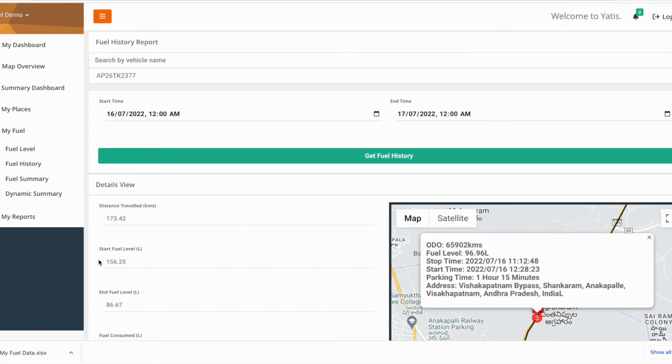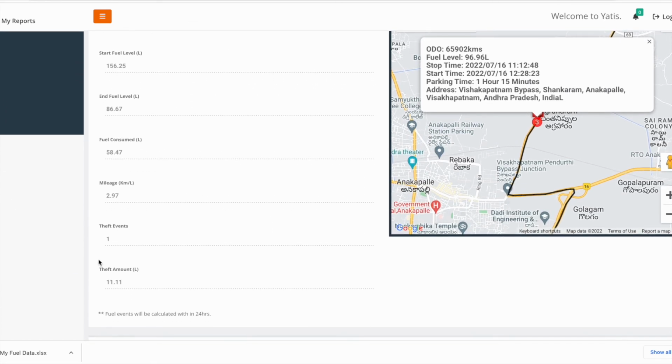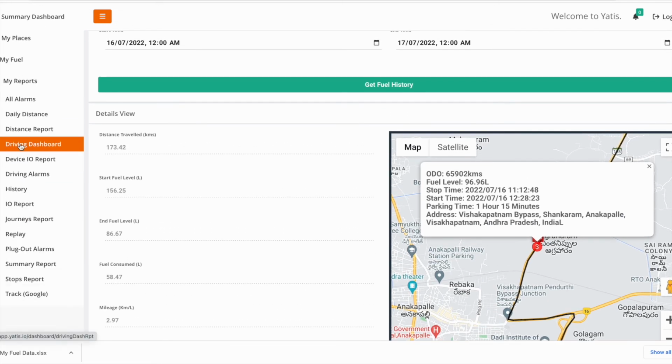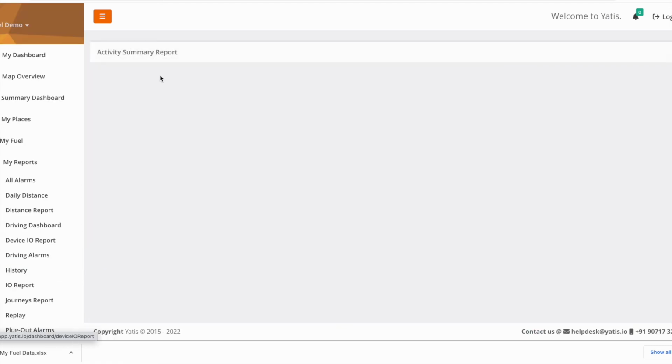In this way you can monitor your fueling costs. You can identify pilferage events and refilling events very accurately. The last report I will show you is the summary report.